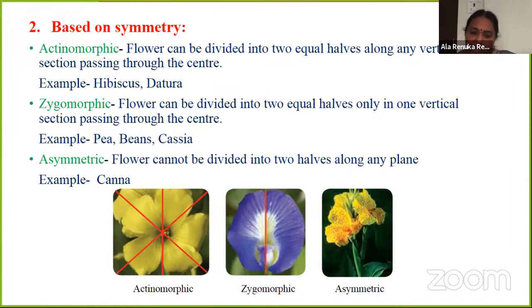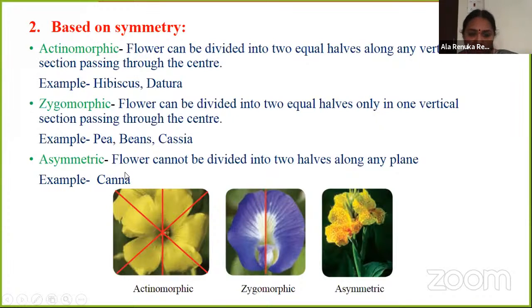You can see this picture. In this picture, a flower can be divided into two halves along any vertical section passing through the center, provided that it passes through the center. If it can be divided into two vertical halves along any plane, this plane, this plane, any plane passing through the center, such a flower is called an actinomorphic flower. Examples are hibiscus and datura.